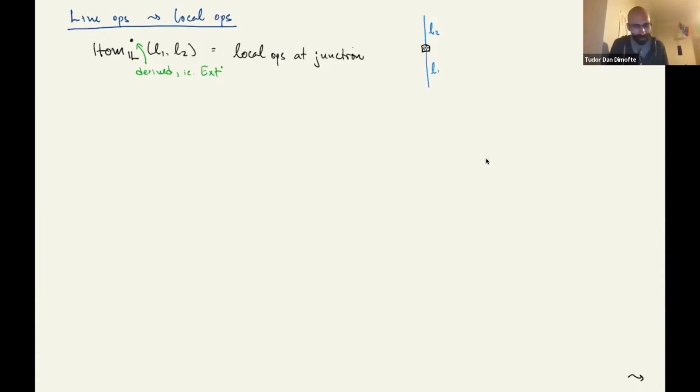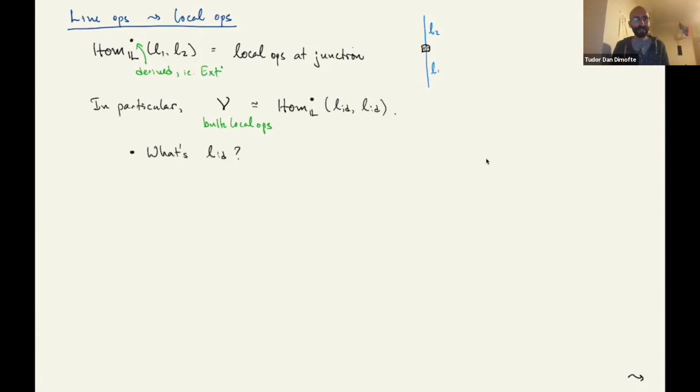Playing the same sort of game, we'll take Hom in this category. Hom between two lines is local operators at their junction. And I say Hom, and I had a little note to myself: everything's derived. So depending on what language you want and are familiar with, I really mean like Hom as a complex. In particular, if we want bulk local operators, we should take Hom between the identity line and itself. And then we need to identify what the identity line is, or the trivial line.